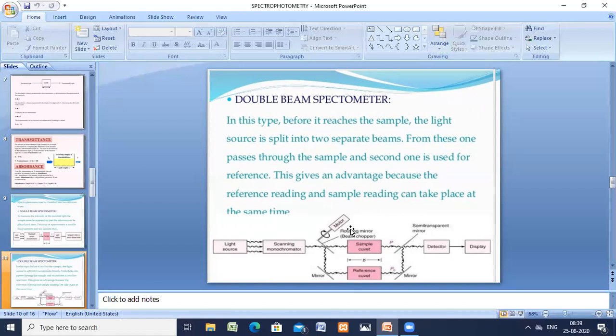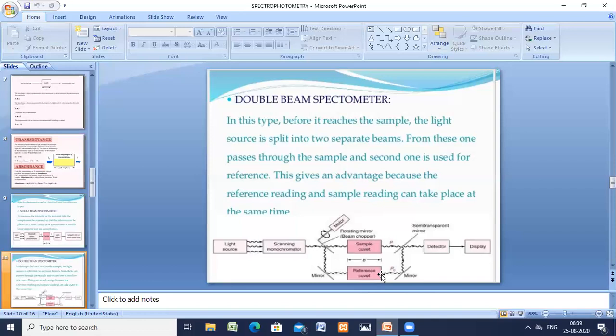Here we have the rotating mirror and the motor. It splits in two, one to the reference and one to the sample. From the sample it comes out, and the other also comes out from the reference. Both of them are noted. Using the transmitted mirror, the detector will detect and compare the sample with the reference, and thereby it passes on to the display. So this is the way it functions.